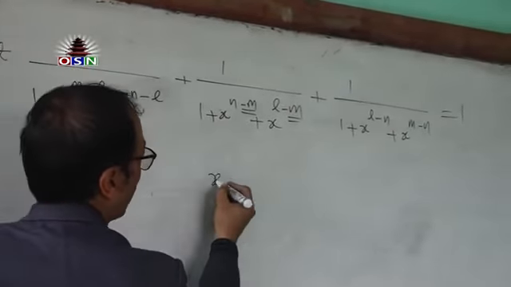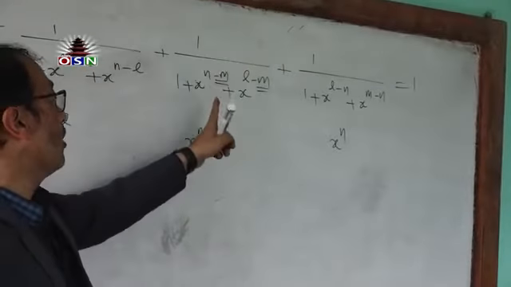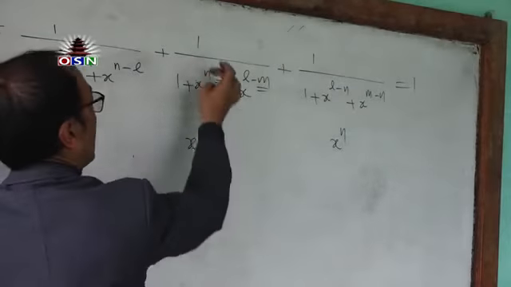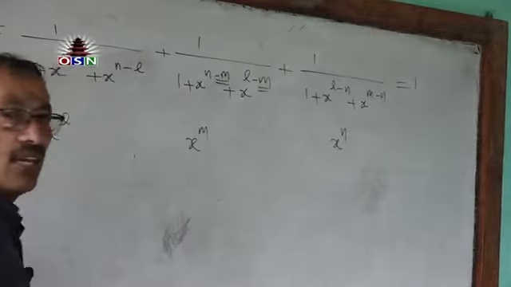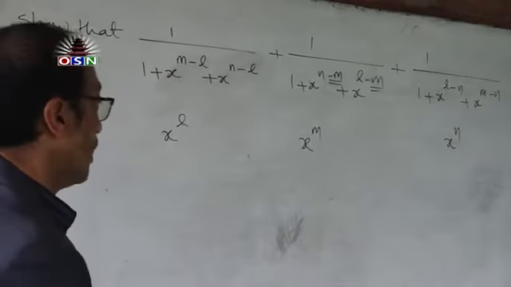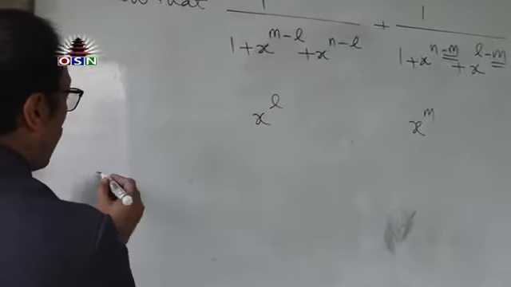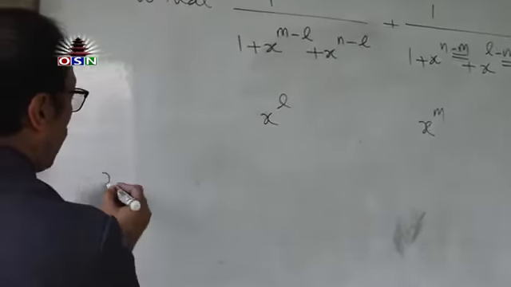So why are we going to multiply numerator and denominator by x to the power n? Why are we going to multiply by x to the power m? I am going to make it clear. Here, x to the power m minus l, if we break this one, what do we get here? x to the power m into x to the power minus l we will get.